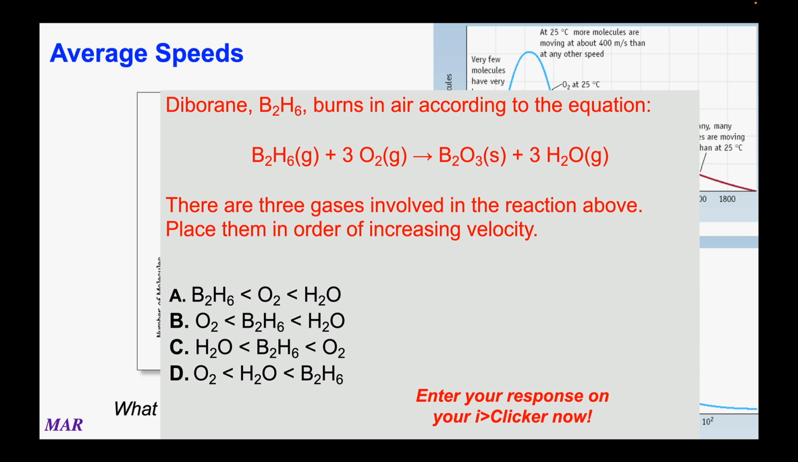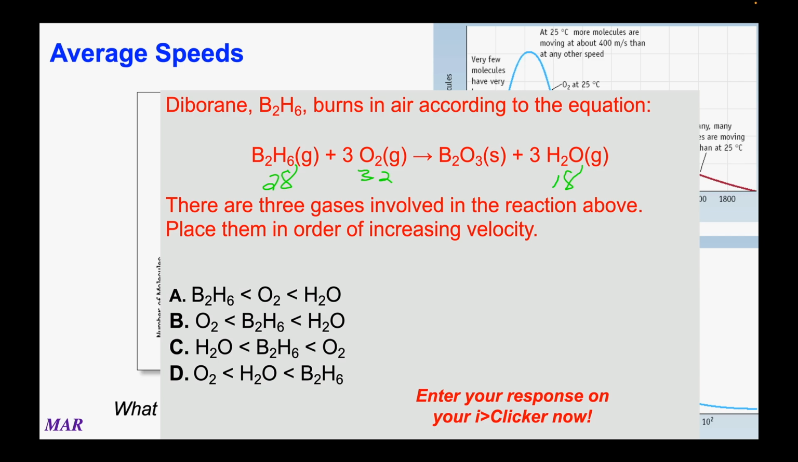Now, boron is roughly 11 grams per mole. So 2 borons would be 22 grams per mole, plus 6 for hydrogen. This is going to be about 28 grams per mole. This is really bad sig figs, all right, but hopefully you get the idea of what's going on. Oxygen is about 32 grams per mole. So that's a little bit bigger than B2H6. That means it's going to be slower. And water is about 18 grams per mole when you figure it out. So that's the smallest molar mass. We would expect it to go fastest.